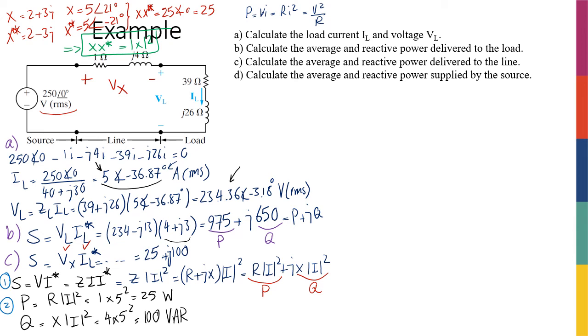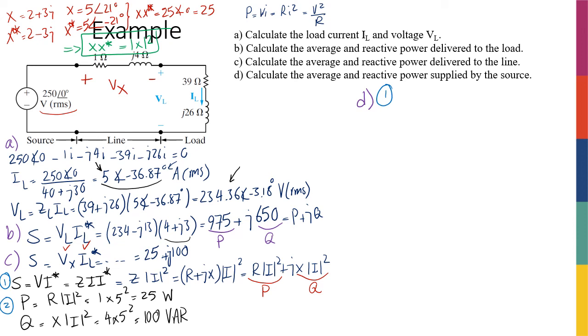Okay. Now part D is asking us to calculate the active and reactive power supplied by the source. Again, we could solve this in two different ways. Number one, the power that is supplied by the source is either consumed by the line or by the load. It cannot go anywhere else because energy is preserved. So I have the power consumed by the line and the power consumed by the load. I just need to add them up.